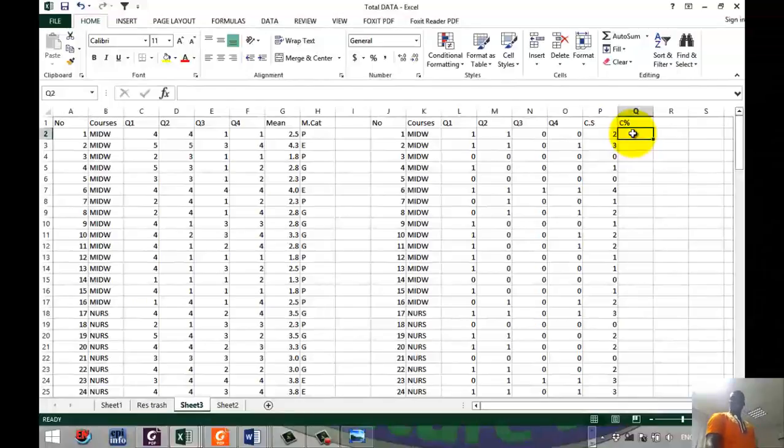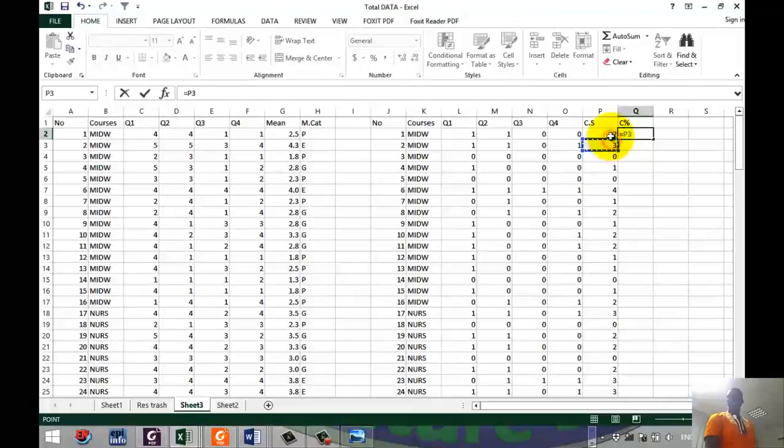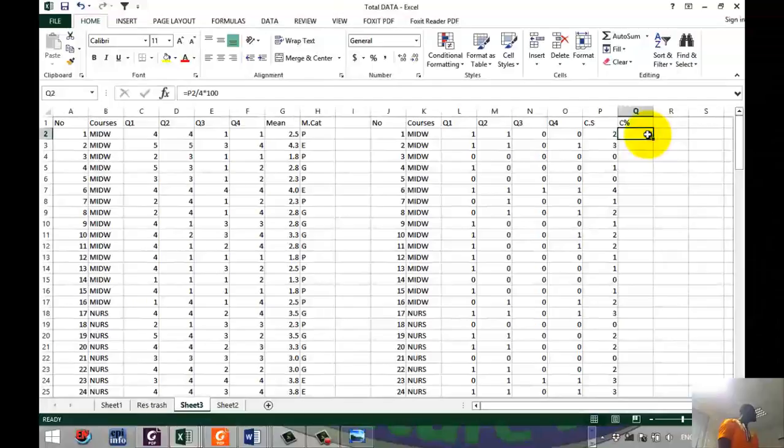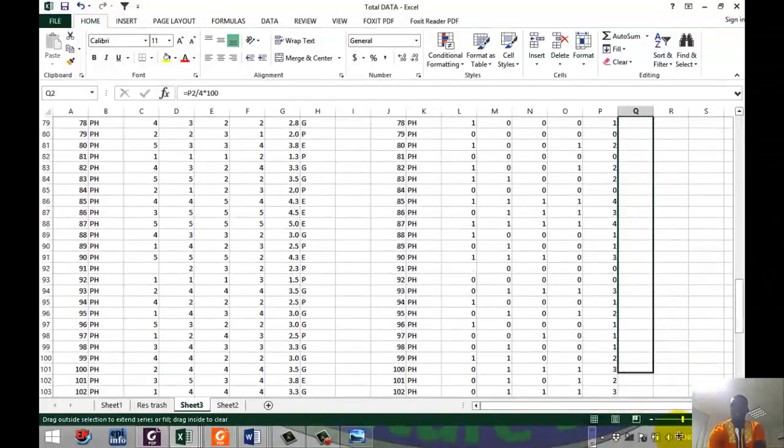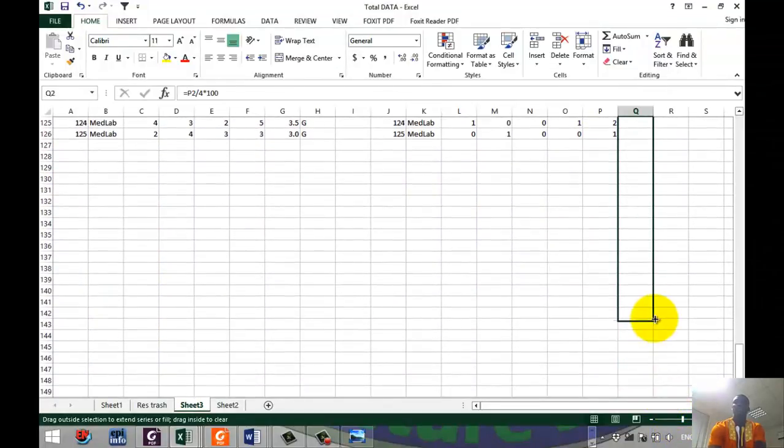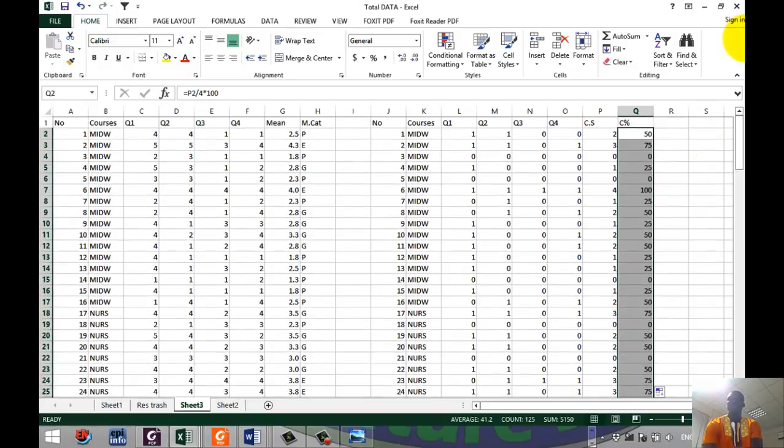Yeah. So here we're going to do this one, this one divided by 4, times 100. Good one. So the guy scored what? 50. And that is an obvious score. If you have 4 things and you score 2 of them, so we autofill. And once we autofill that, it means that is the cumulative score for every individual. Cumulative percentage.